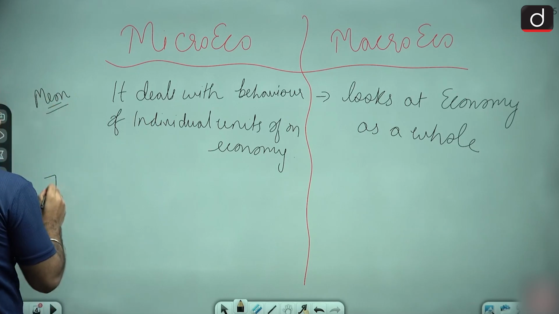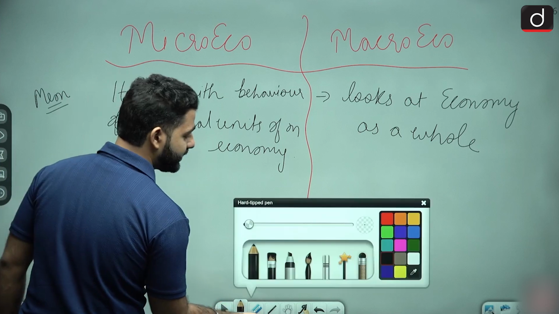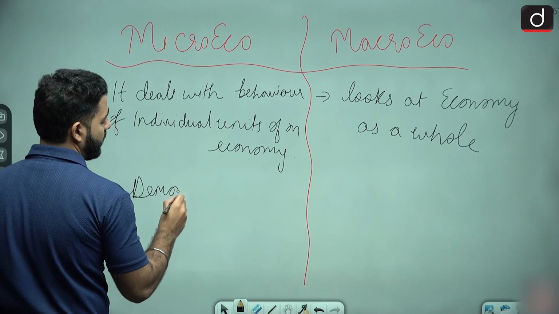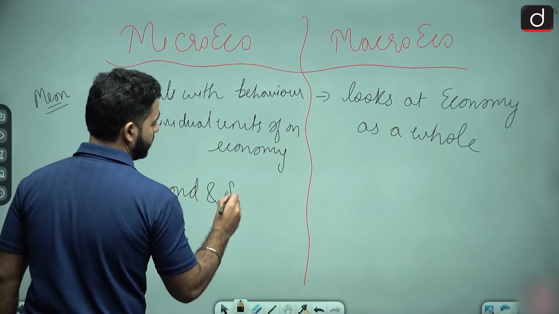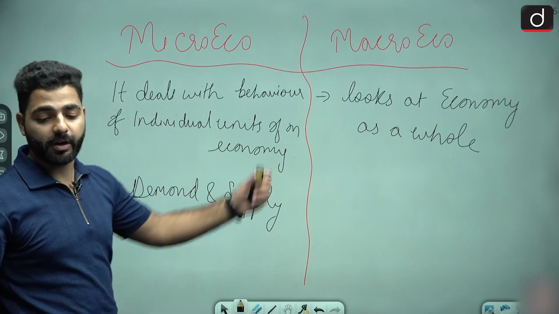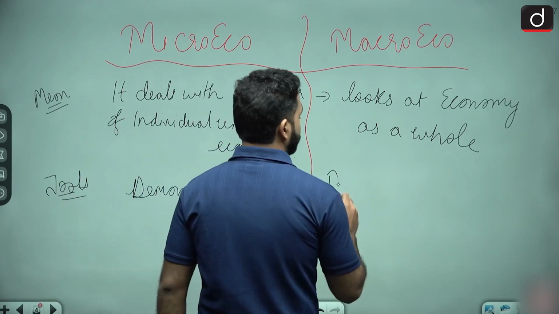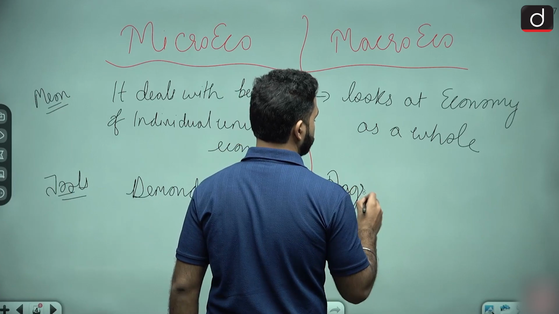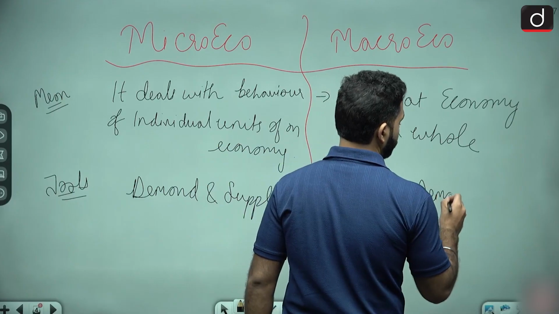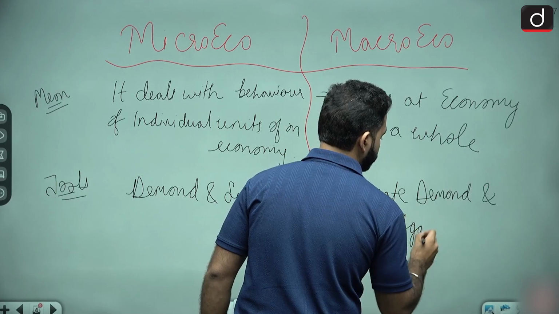Yes. So if you then talk about the tools, so this was the meaning. Then if you talk about the tools, so you know the tools for micro that we discussed in the class 11th is demand and supply. Now can anybody tell me what are the tools for macroeconomics? So the tool for macroeconomics is aggregate demand and aggregate supply.